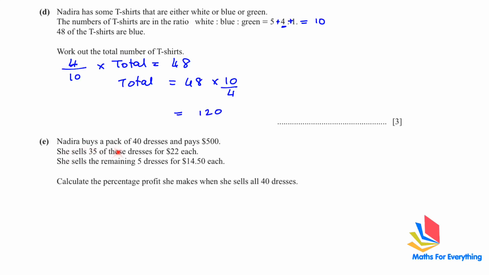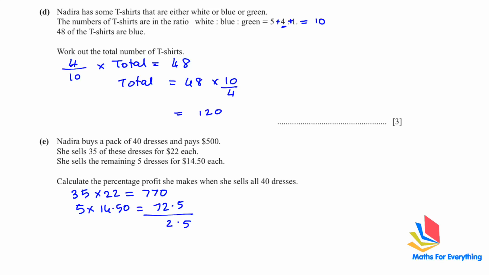Next, Nadira buys a pack of 40 dresses and pays $500. She sells 35 of these dresses for $22 each. She sells the remaining 5 dresses for $14.50 each. Calculate the percentage profit she makes when she sells all 40 dresses. Let's first find out the total she has sold the dresses for. She sold 35 for $22. That is $770. And then 5 dresses she sold for $14.50, which is $72.50.